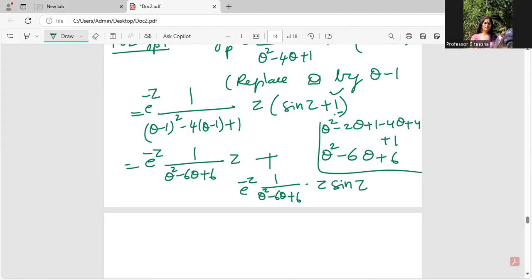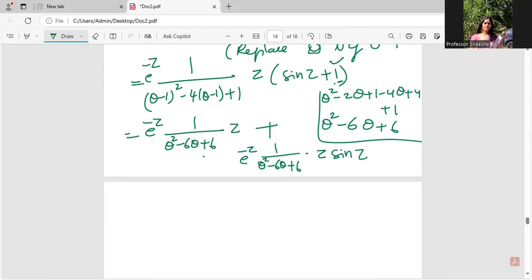Sine is nothing but the imaginary part of e power iθ. For this, I know what I should do. I should be taking it by a binomial expansion, for which I will be taking 1 by 6 common and rewriting it as 1 plus (θ² − 6θ) by 6, inverse, into z.